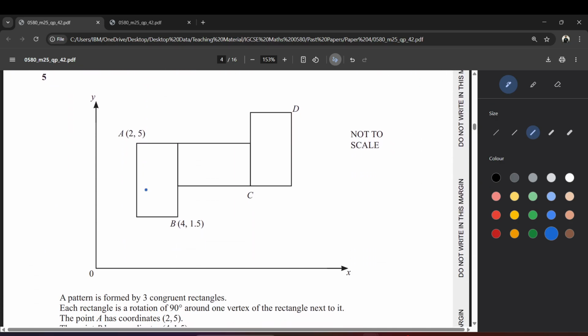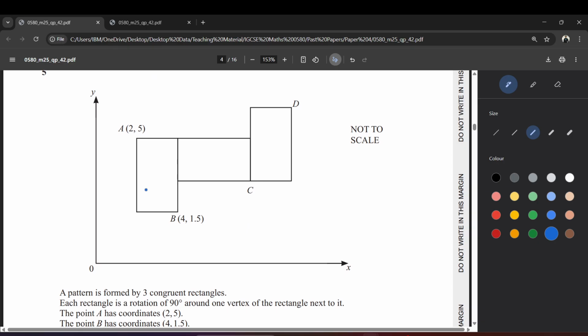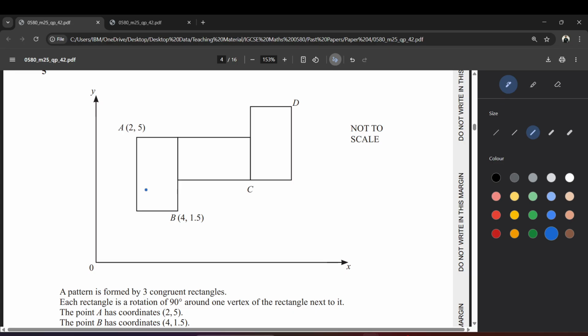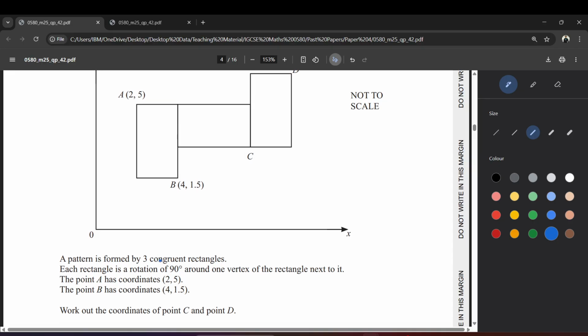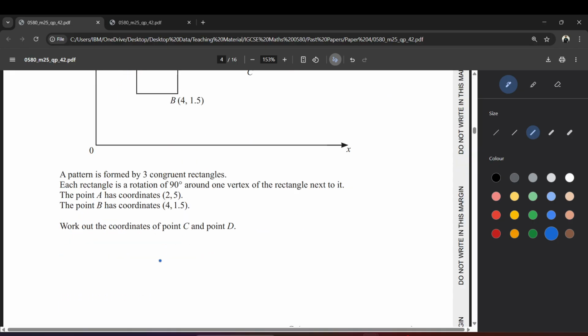All right. Question number 5. A pattern is formed by three congruent rectangles. Each rectangle is a rotation of 90 degrees around one vertex of the rectangle next to it. Okay. The point A has coordinates 2, 5. So this is point A. The point B has coordinates 4, 1.5. This is your coordinate of B. Now the question is, work out the coordinates of point C and D.